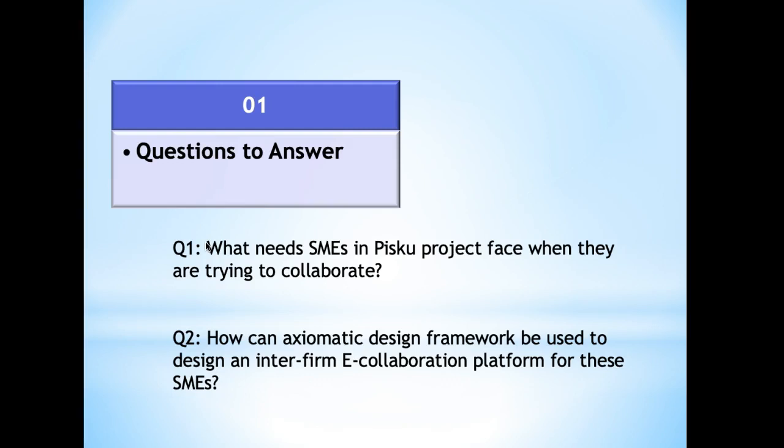Now, the first question is, what are the needs that SMEs involved in the Peace Group project, or all SMEs in Finland by extension, face when they are trying to collaborate? And of course, based on this research, the results could be used by any other SMEs in the whole world anyway. Now, the second question is, how can an axiomatic design framework or theory be used in designing an inter-firm e-collaboration platform for these SMEs?